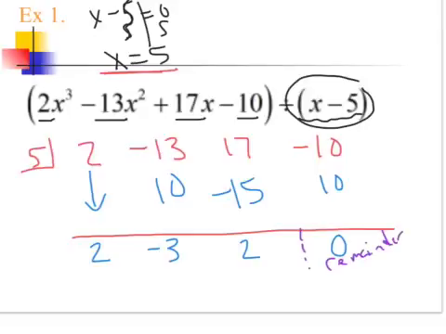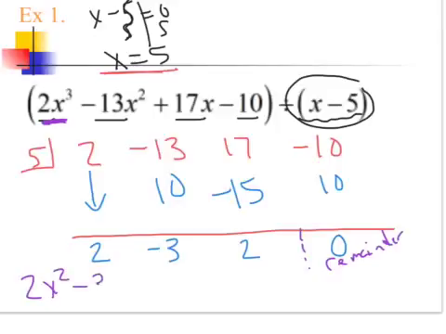So we don't have a remainder on this one. So we're going to write our answer. We're going to start with the 2, that's our first coefficient. And then we're going to go 1 less than the highest exponent we started with. So since we started with x cubed, our answer is going to start with x squared.